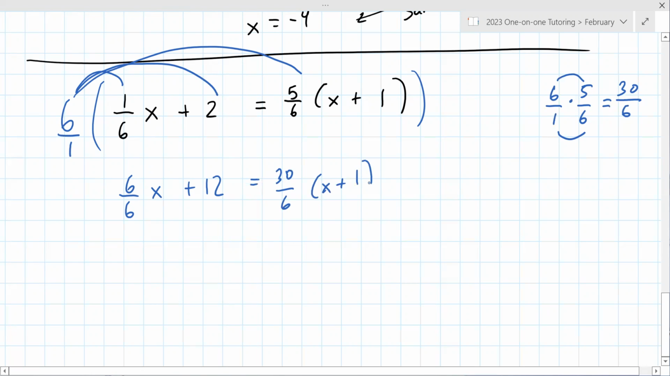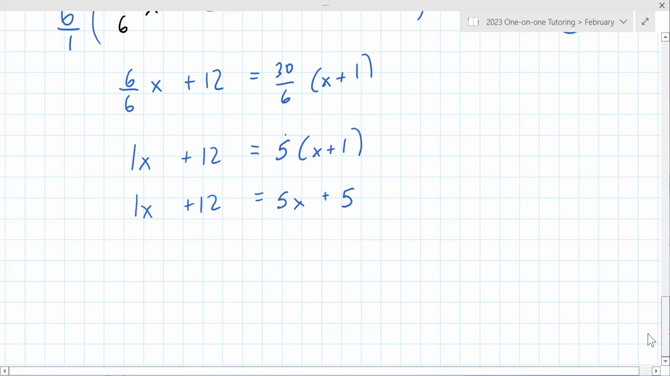And then next, would you just call 6/6 1? Yes. Okay, 1x plus 12 equals 30/6. Wait a second. What does that reduce to? Because you did reduce 6/6. 5. Good. So reduce. 5x plus 1. And then you multiply 5 into 5x and 1. 5x plus 5. Good. And then 1x plus 12.